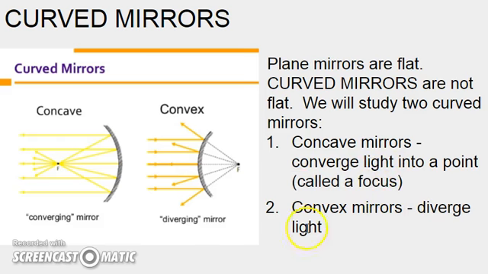In a convex mirror, it diverges light. So converges means it comes together. Diverge means it spreads apart. So if I look at light rays here, it's going to strike the curvature of the mirror. Notice it's a little different curvature. So a convex here, we're talking about light is diverging. It's bouncing and spreading outward.